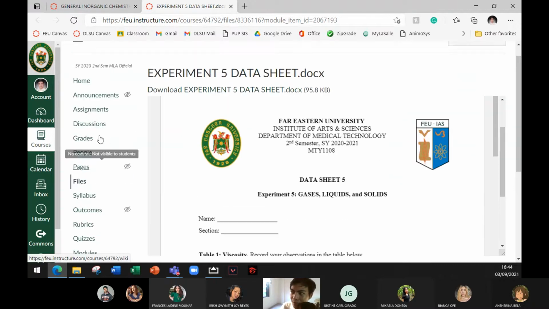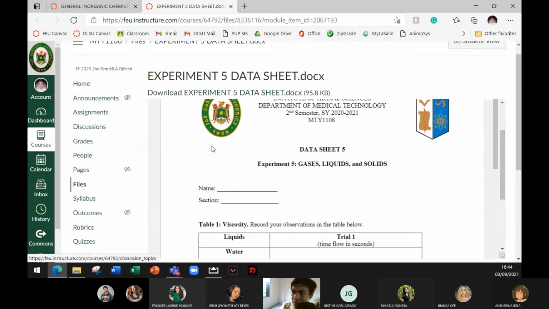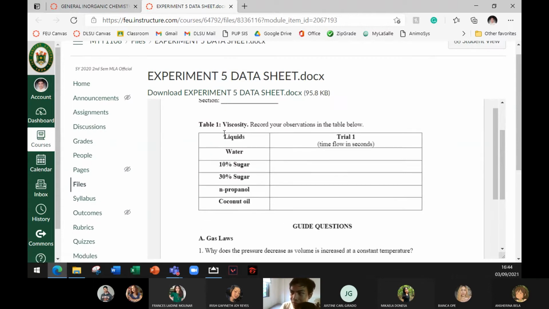So for experiment 5 naman, ganito gagawin nyo. Since wala tayong experimental data about this, pwede to gawin sa bahay pero wag na lang muna. Kasi hindi ka makakagawa ng 10% sugar, 30% sugar, propanol. Wala tayong mga ganitong chemicals sa bahay, kaya hindi natin matetest yung kanilang viscosity.